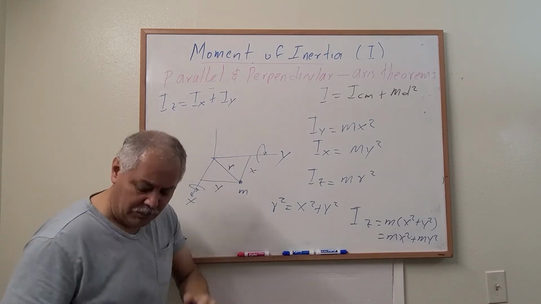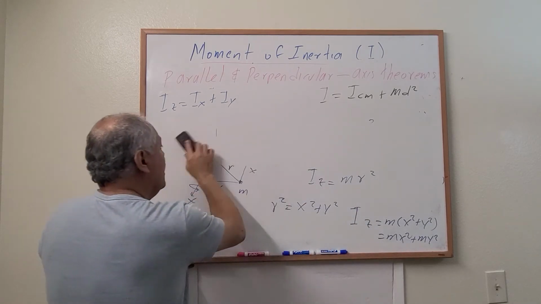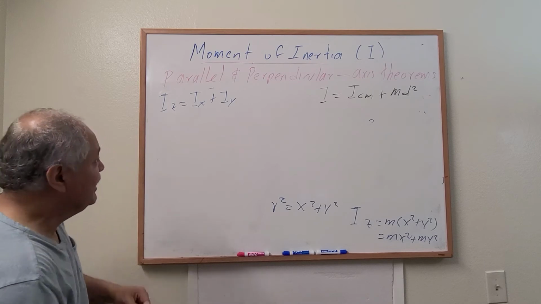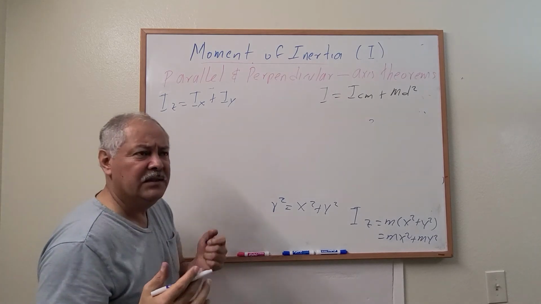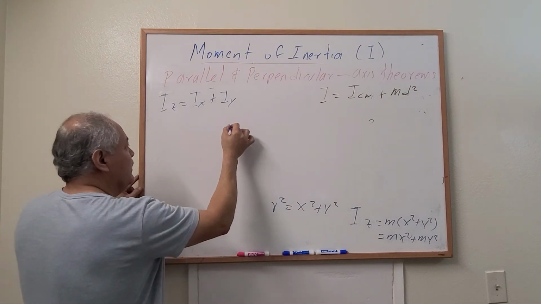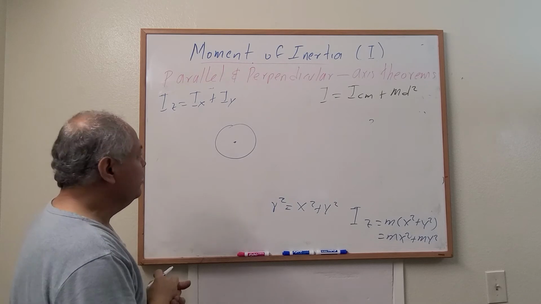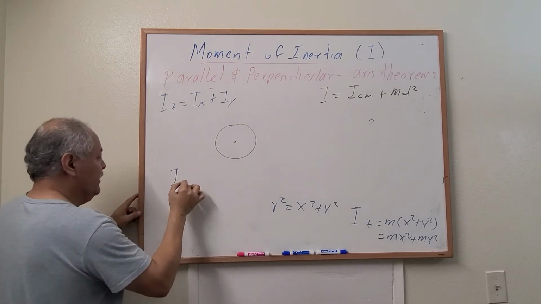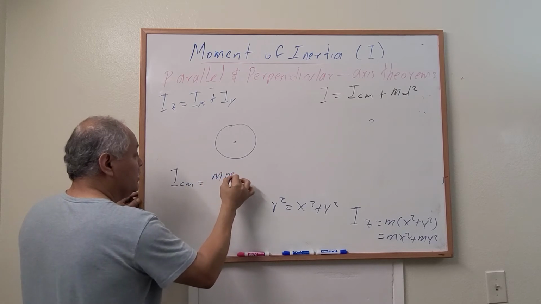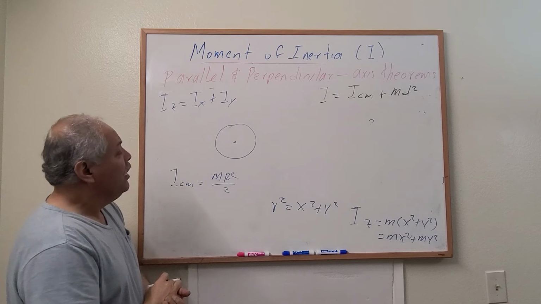Let's do two examples. We know already the moment of inertia of a disk. We found that the moment of inertia of a disk is the same as the moment of inertia of a cylinder. We have a disk right here. The moment of inertia through the center of mass is found to be m r squared divided by 2 for a disk.